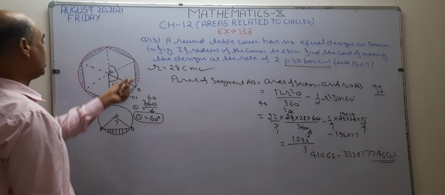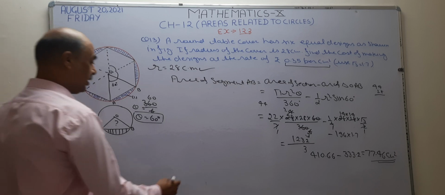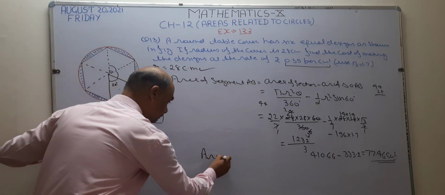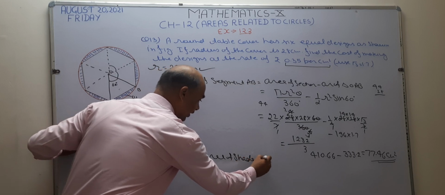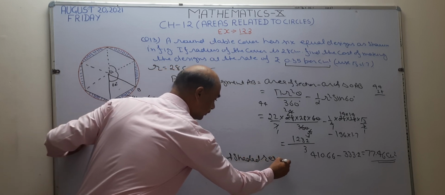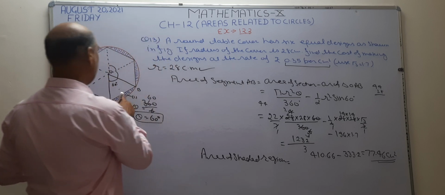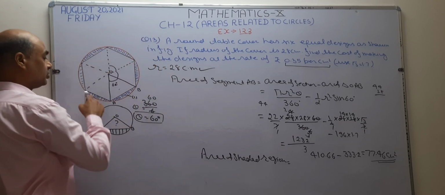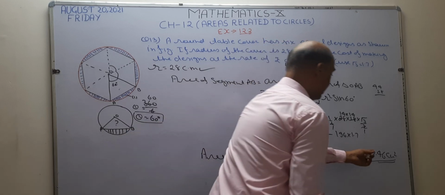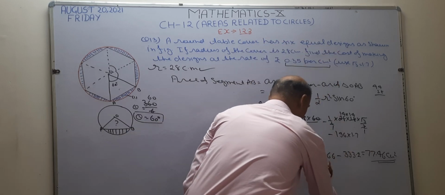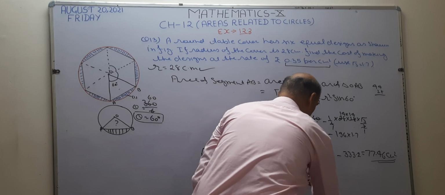How many segments are there? 6 segments are there. We write here area of shaded region. Shaded region means this one: 1, 2, 3, 4, 5, 6. 6 regions are there. So I want to multiply by 6, by the area of one shaded region. 6 into 77.46. Now multiply this one.